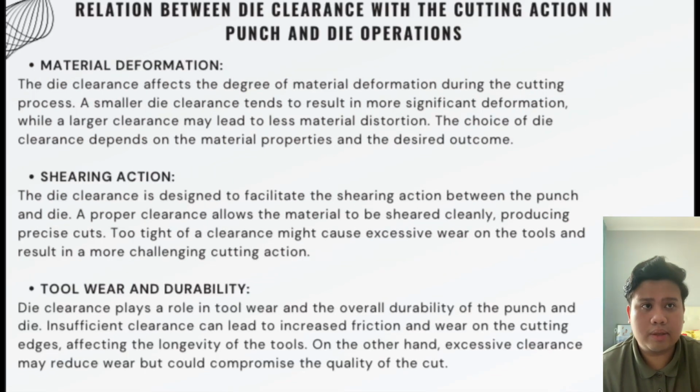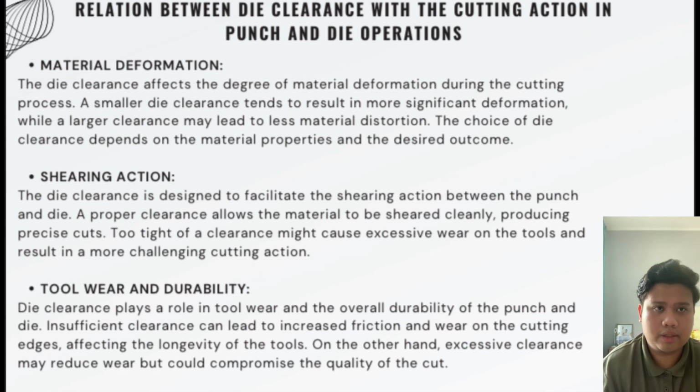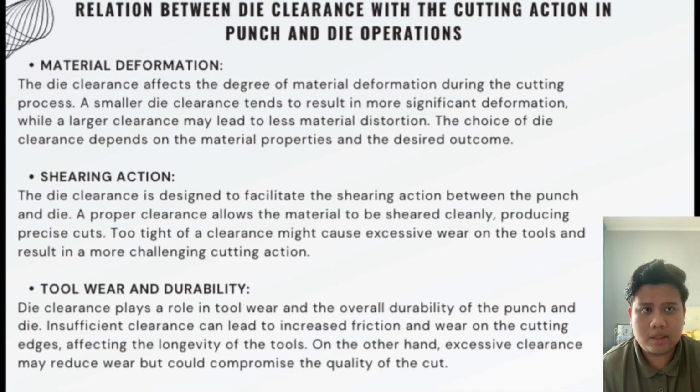Relation between the die clearance with cutting action in punch and die operation. Material deformation. The die clearance affects the degree of material deformation during the cutting process. A smaller die clearance tends to result in more significant deformation, while a larger clearance may lead to less material distortion. The choice of die clearance depends on the material properties and the desired outcome.